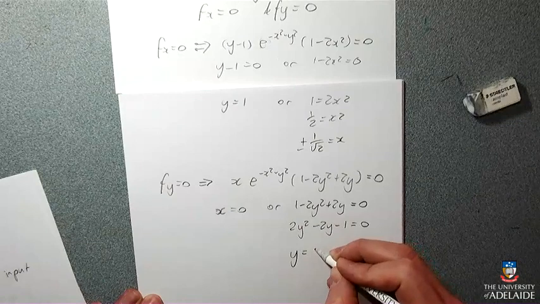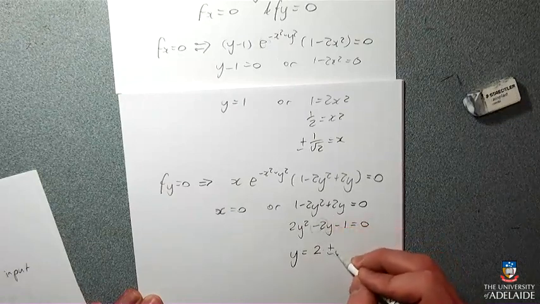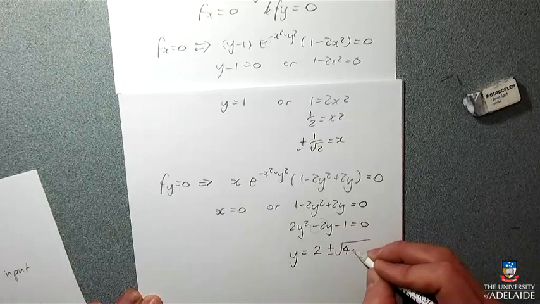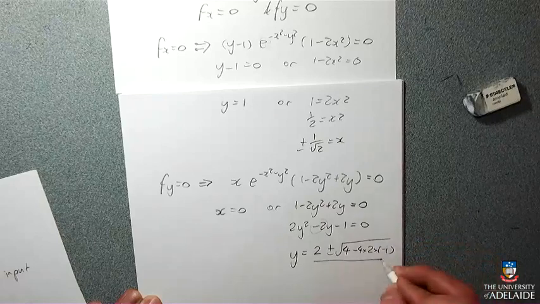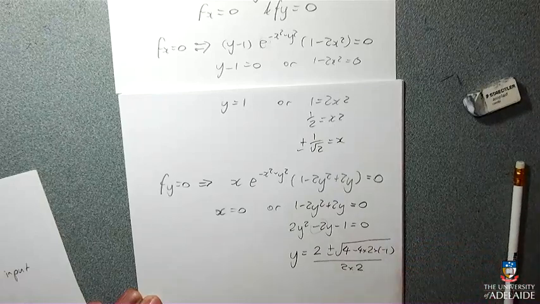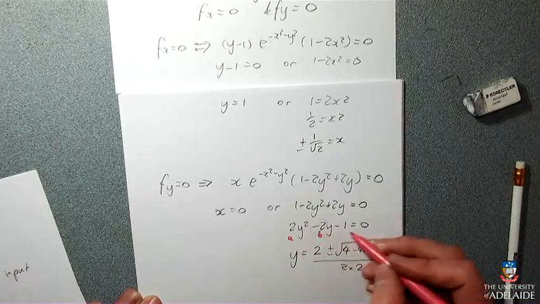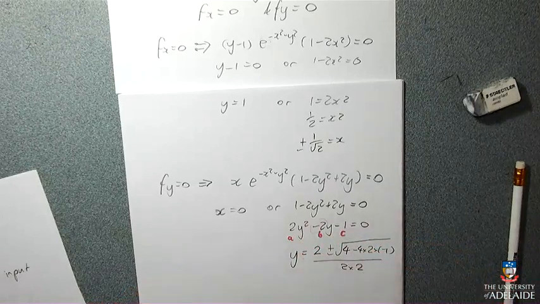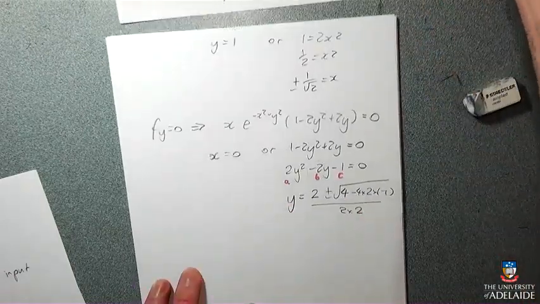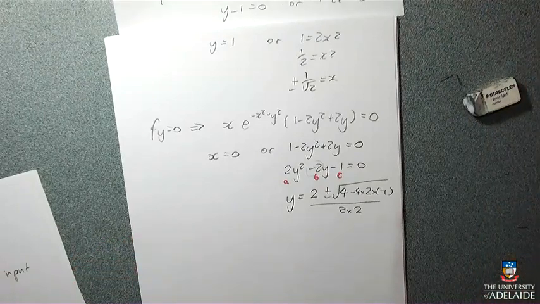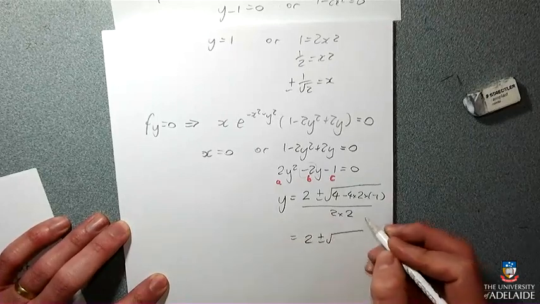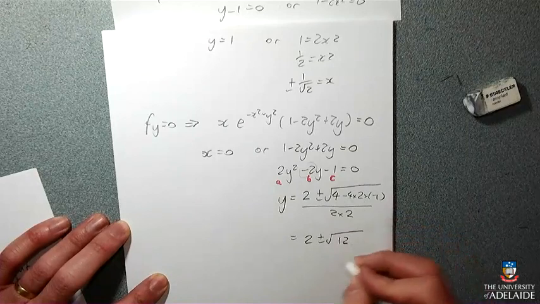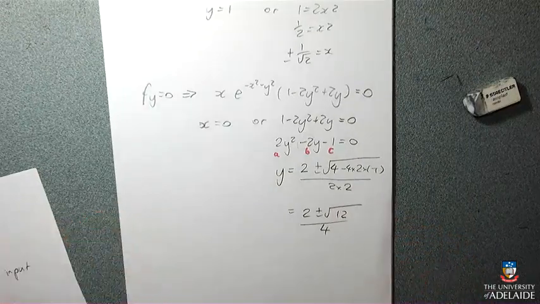y equals minus b, that's this bit, plus or minus the square root of b squared minus 4 times a times c, over 2a. So that was me calling this a, b and c in the quadratic formula. Okay, good. 2 plus or minus the square root of 4 plus 8, so 12. There you go.